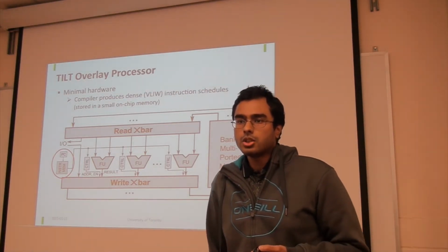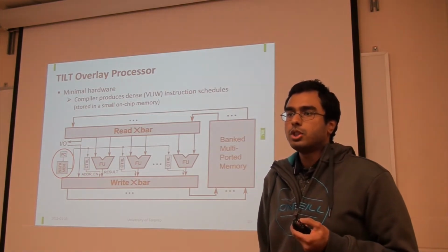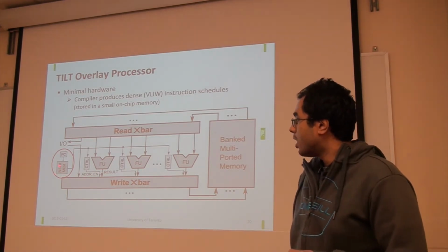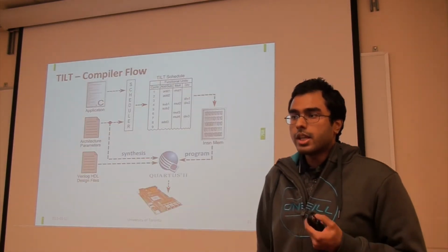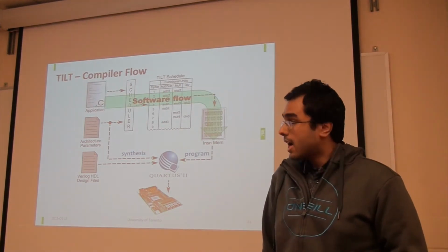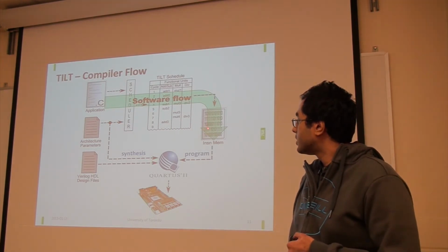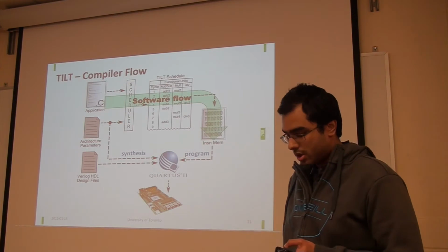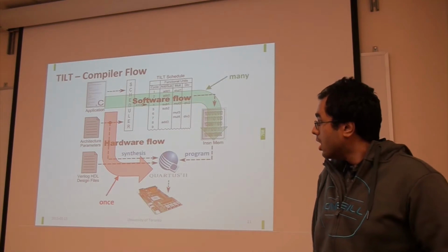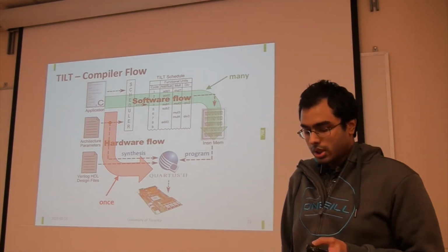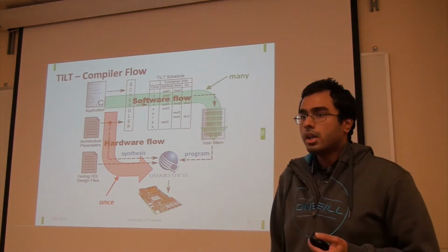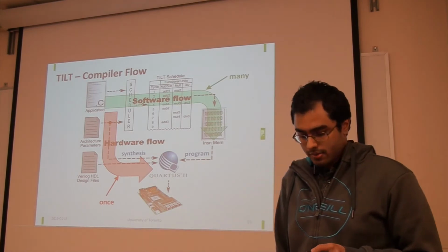It executes very long instruction words, or VLIW instructions, which are statically scheduled by an offline software compiler, and stores these instructions in a small unchecked memory. The tilt compilation flow comprises two parallel flows. The software flow is fast and takes the application and generates the tilt instruction schedule onto the target tilt architecture. And the hardware flow is slow and synthesizes that architecture onto the FPGA. On subsequent kernel changes, ideally we only need to go through the fast software flow to regenerate the contents of the instruction memory and reprogram the overlay. In contrast, the synthesis step needs to happen once.